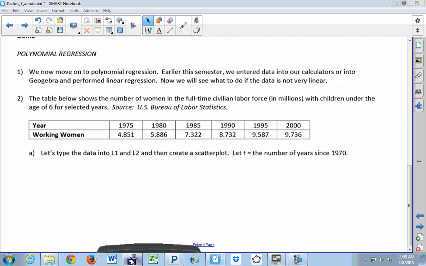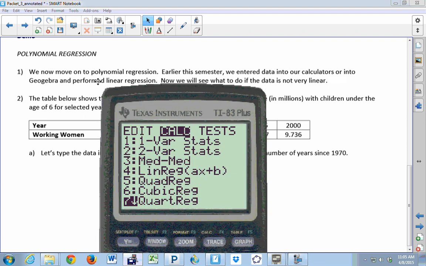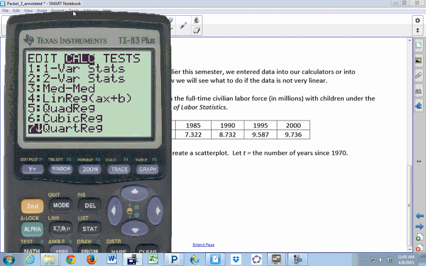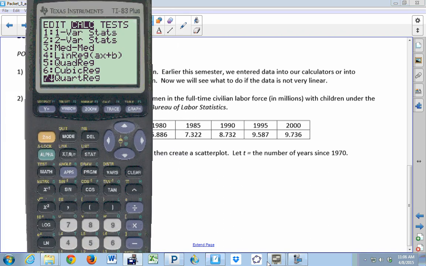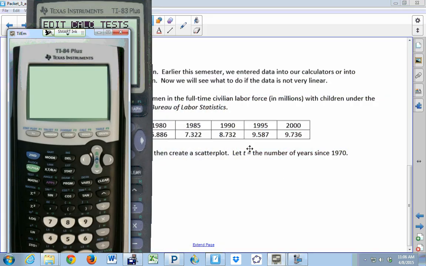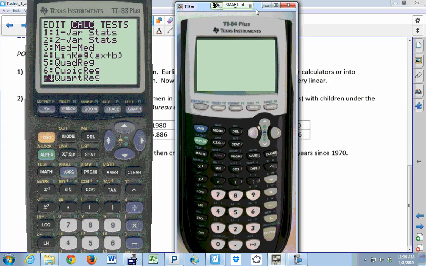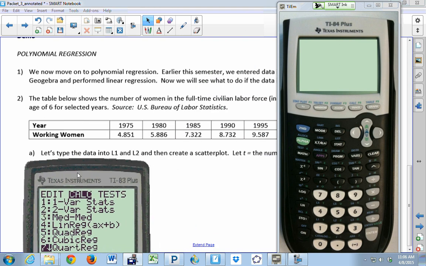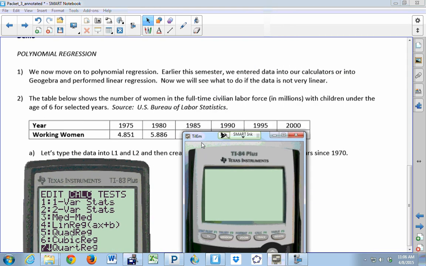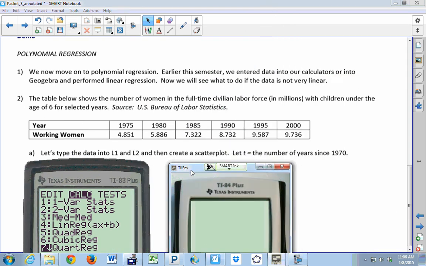And some of you will have this older calculator, the TI-83 Plus. And if you've borrowed the newer calculator, it's going to look like this. So I will show you the steps for each calculator today so you know how to enter. Everything is written down on your activities, your lecture notes.